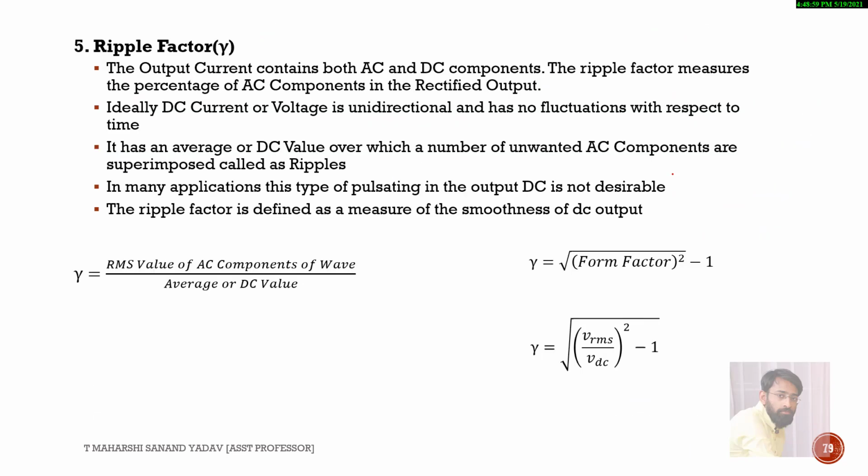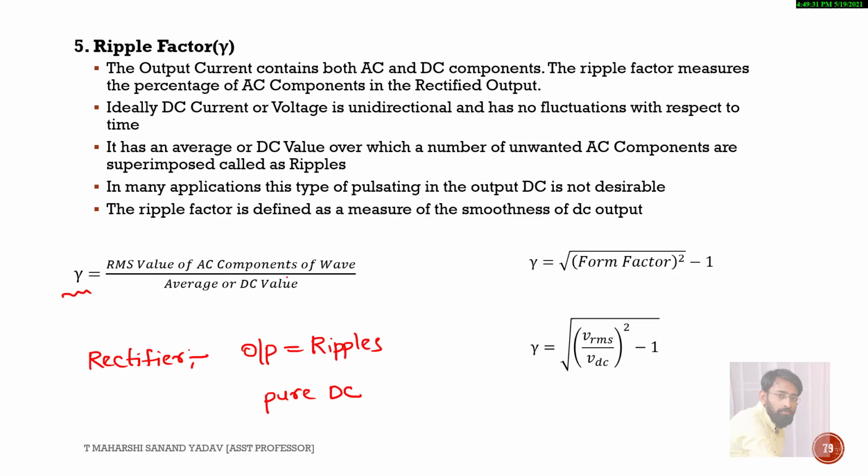Next parameters. The next important parameter is ripple factor. Just now I have told you a rectifier is something which converts AC to pulsating DC. Pulsating DC means generally the output quantity will have some amount of ripples. But what is our main requirement? Our main requirement is we want pure DC. So in order to find the pure DC, we need to know how many ripple components are present on it. That's why we make use of this ripple factor denoted with gamma.